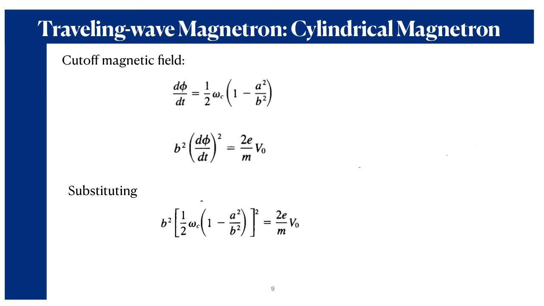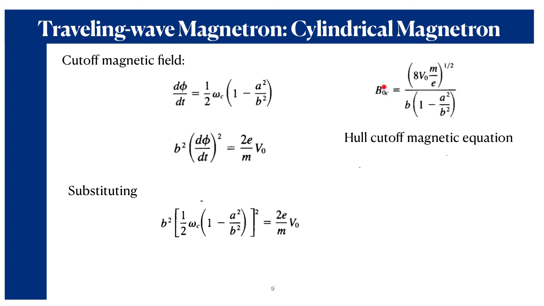And this expression is an important one because it states the minimum magnetic field that you must apply in order to achieve the cyclotron motion when you have applied the known value of the potential. So this is called the Hull cutoff magnetic equation, where this is the cutoff magnetic field that you must apply in order to achieve the magnetron operation, or the cyclotron motion of the electron within these resonant cavities, when V naught is known.